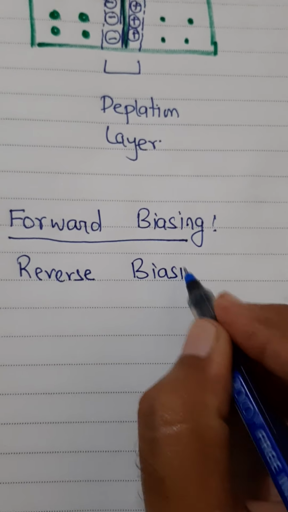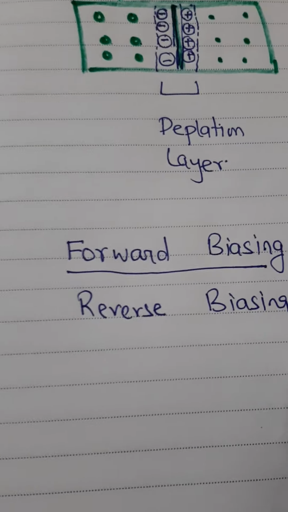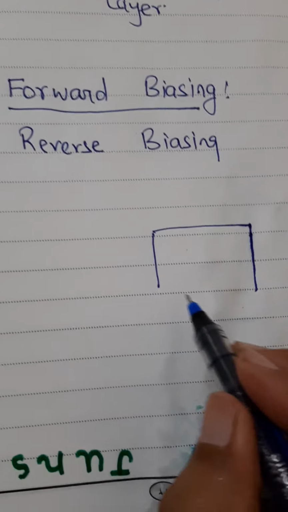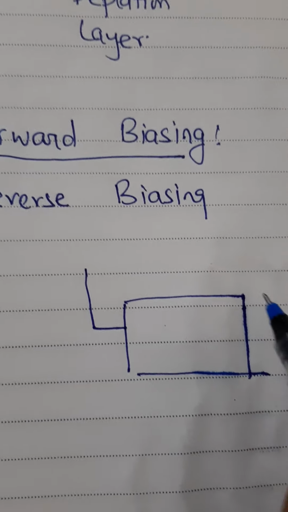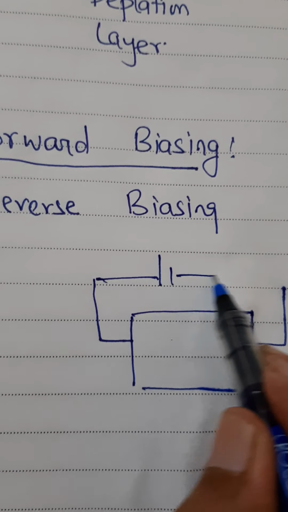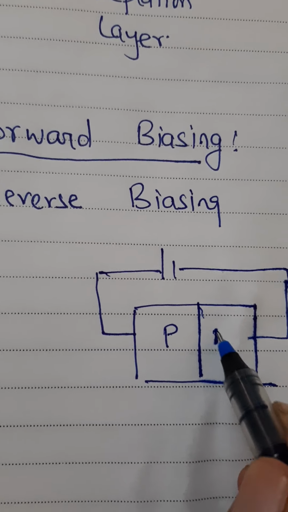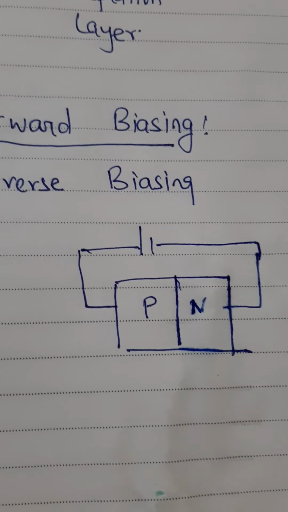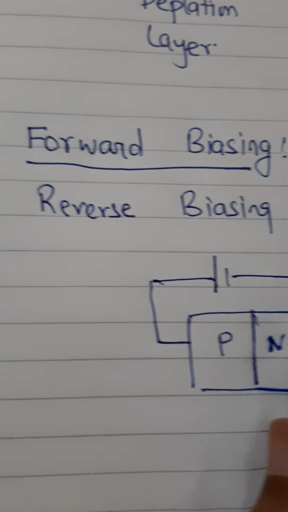So what is forward biasing? When you put the pn junction in such a way that the p-type semiconductor is connected to the positive terminal of the battery, and the n-type semiconductor is connected to the negative terminal of the battery, this circuit connection of the pn junction is called the forward biasing mode of the pn junction.